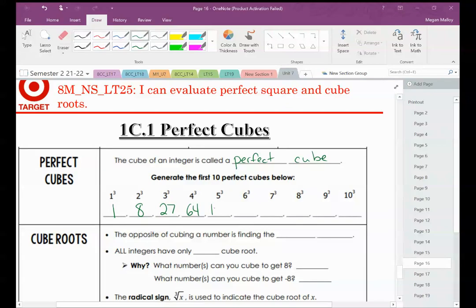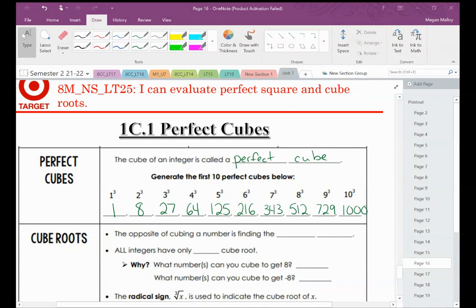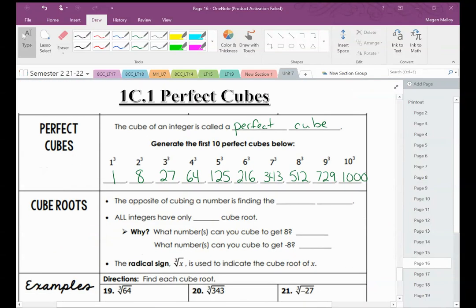5 cubed is 125. 6 cubed is 216. 7 cubed is 343. 8 cubed is 512. 9 cubed is 729. And 10 cubed is 1000. So just as in perfect squares, we have the opposite of cubing a number, which is considered the cube root.